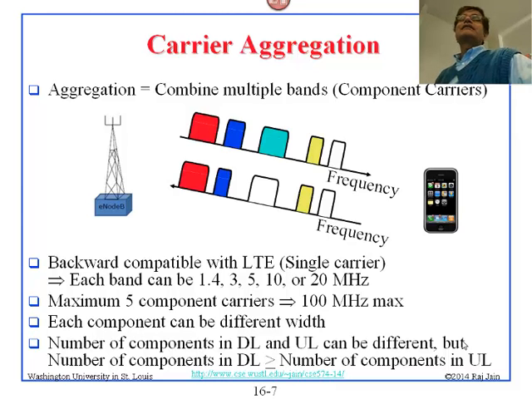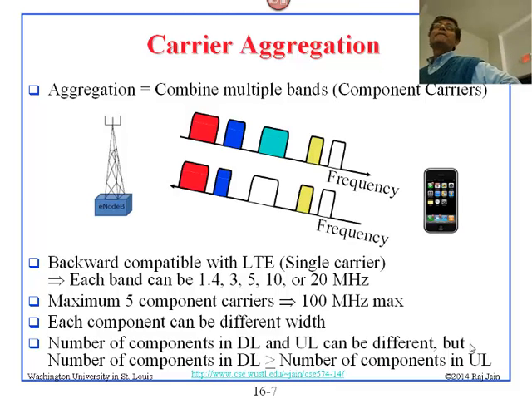Okay, it is not necessary that all 5 be the same width. So if you had some old spectrum which you were not using, and then you got some new spectrum here, and then you got new spectrum there, you can combine all of that, aggregate all of that into one. Maximum 5. Each component can be a different width. The number of components in the DL and UL can be different. So you may be able to receive 3 but not transmit 3.